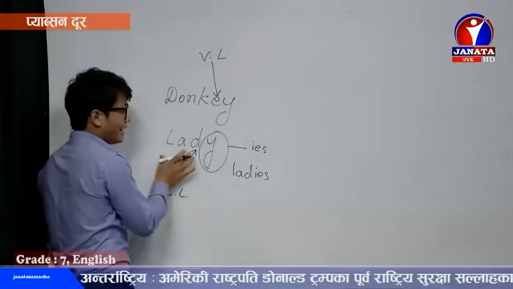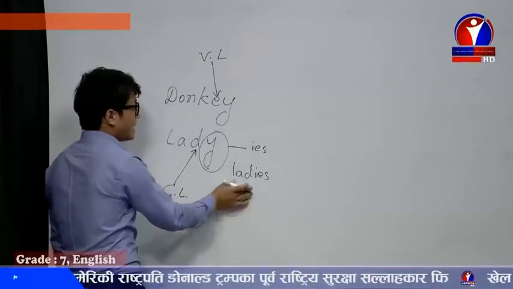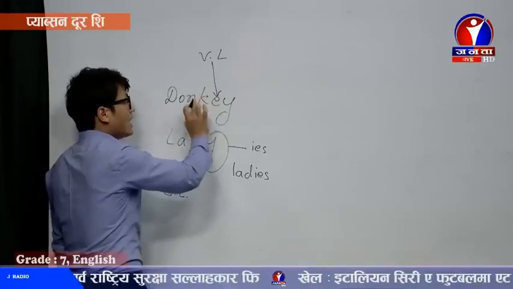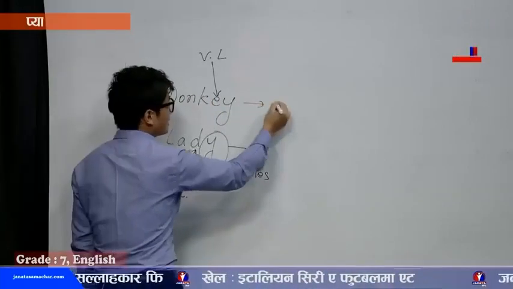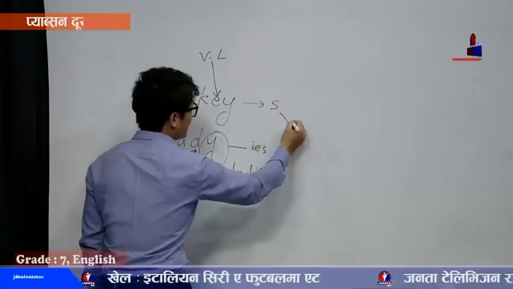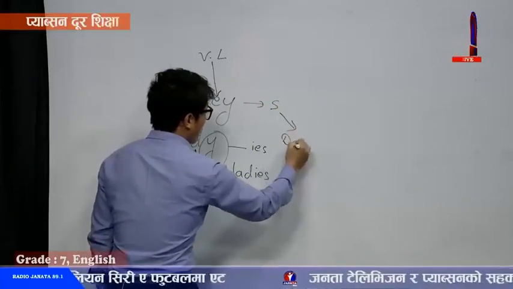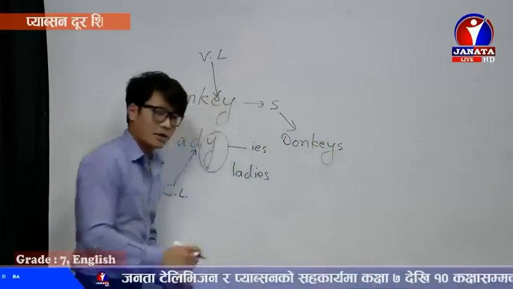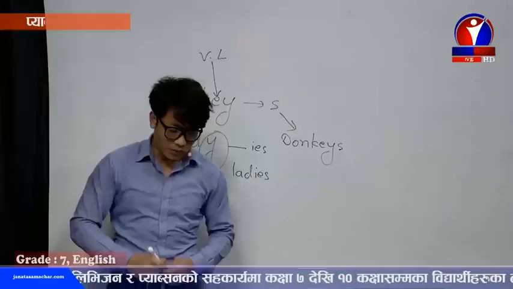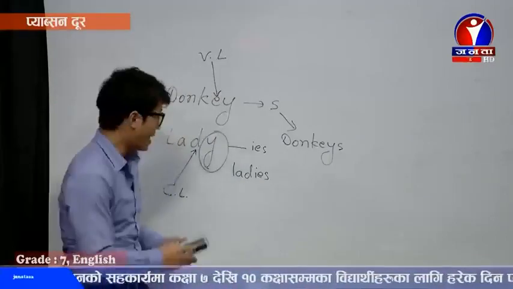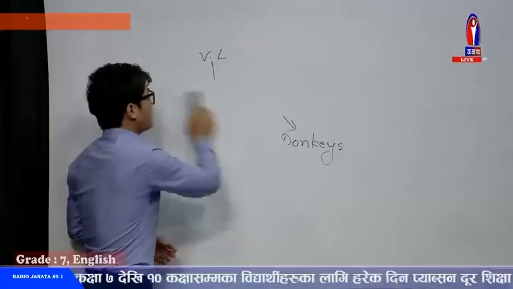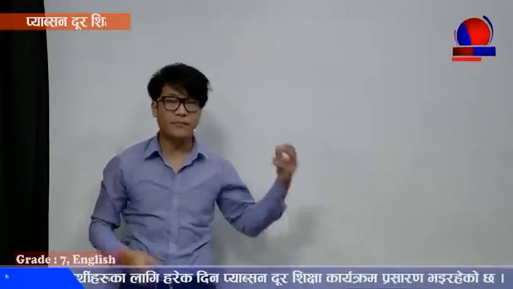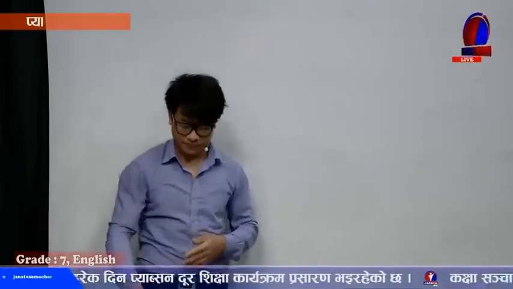Ladies. But here is an E, a vowel letter, before Y. That's why we are going to add just S, and it becomes donkeys. Donkeys. So this is the difference. Do not get any confusion while changing a singular noun having Y as the last letter into plural. So I have just shown you how to change.